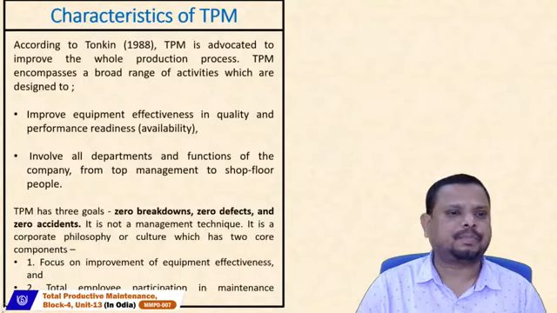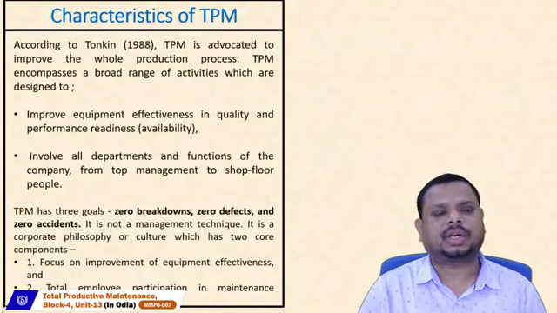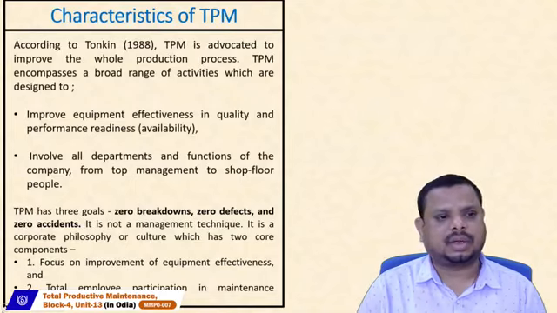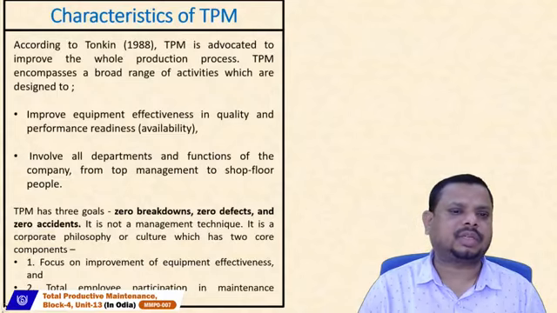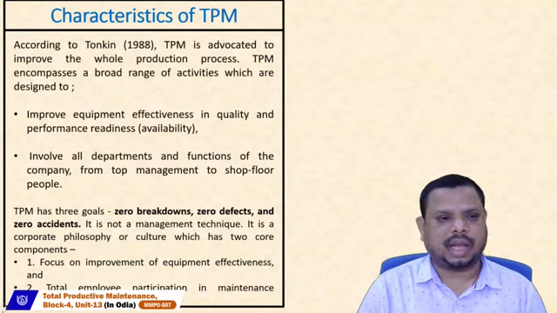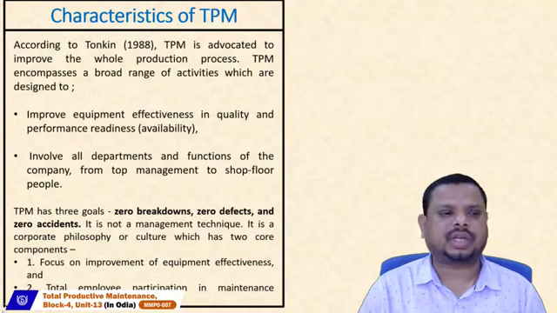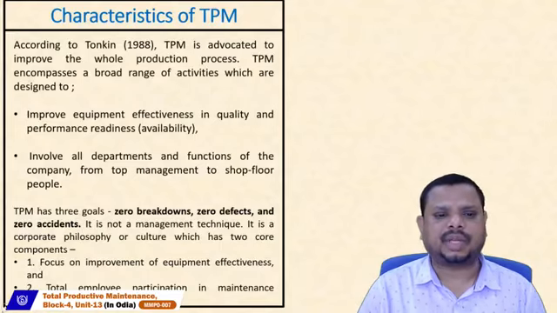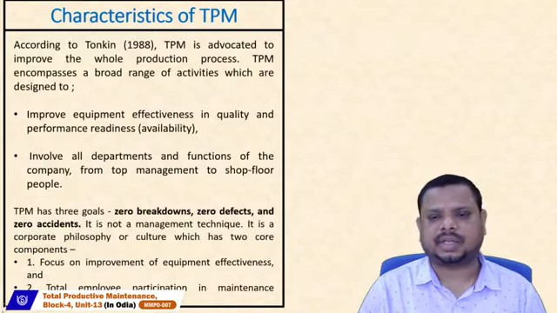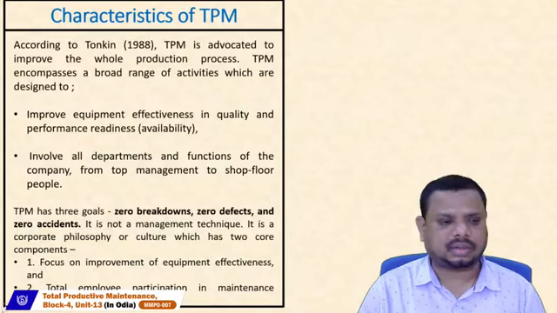Moving to the next one. The next one we have is known as characteristics of total productivity maintenance. According to Tompkins, in the year 1988, TPM is advocated to improve the whole production process. And TPM encompasses a broad range of activities which are designed to, first, improve equipment effectiveness in qualities, and second, performance readiness. That means the availability should be there.